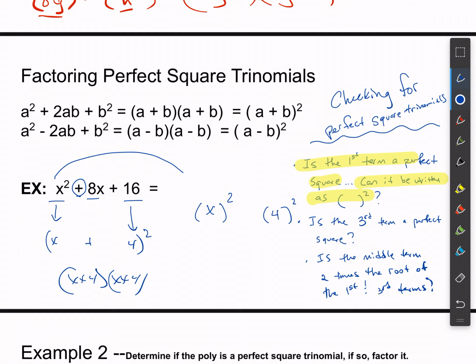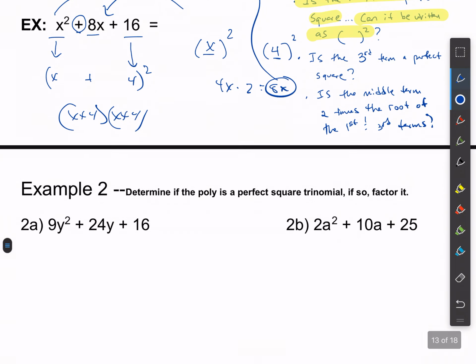If that is true, and then this times 2 is the middle term, then I know that I'm dealing with a perfect square trinomial. So this thing will factor to x plus 4, or x plus 4 squared. So that's kind of the teach. Don't get too discouraged if you're still struggling with this. It does take some practice. Let's do a couple of examples.